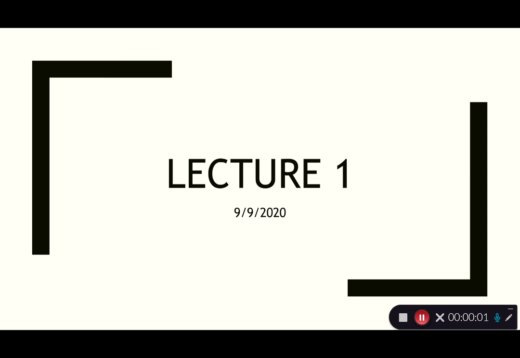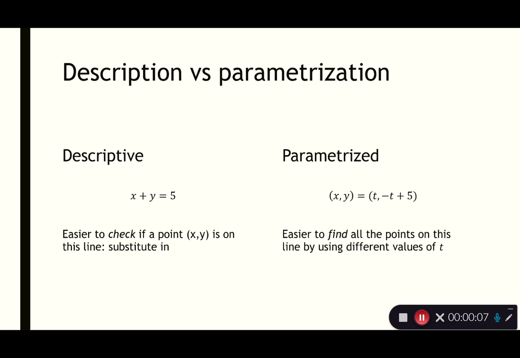Alright, our first lecture is going to be putting together kind of a grab bag of geometric results that we're going to need. So let's get started. The first thing I want to do is talk about the difference between a description of a mathematical object and a parametrization.